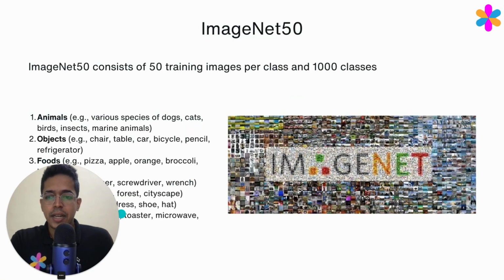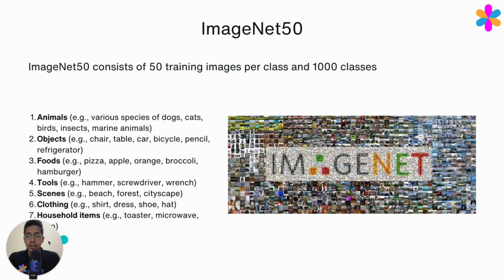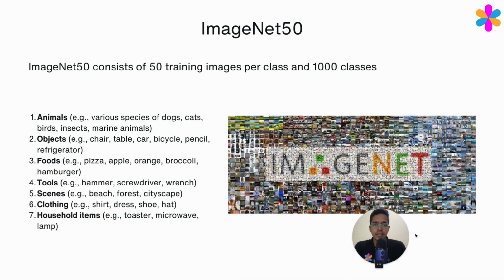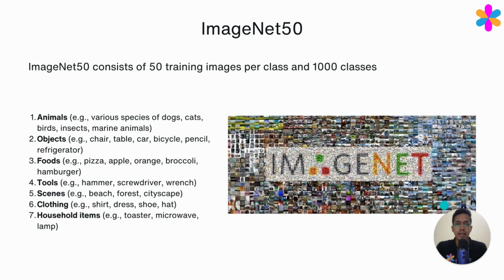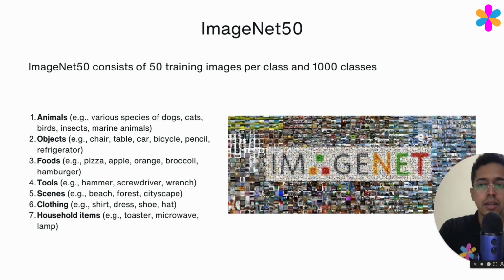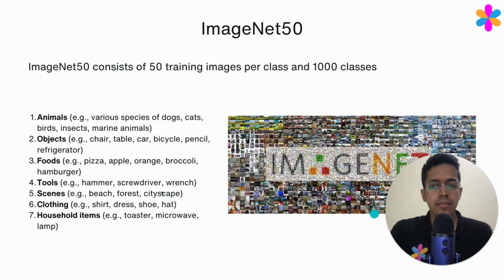In this particular example that we'll be using to explain SHAP for images, we are using ImageNet 50. So there are 50 training images per class and there are 1,000 classes. And the classes within ImageNet belong to many different categories like animals, objects, food items, tools, clothing items, etc. I'll be displaying some of the sample images for you to see.